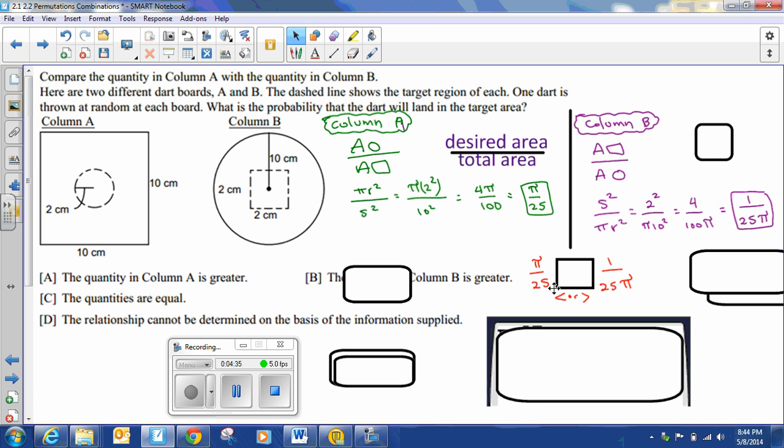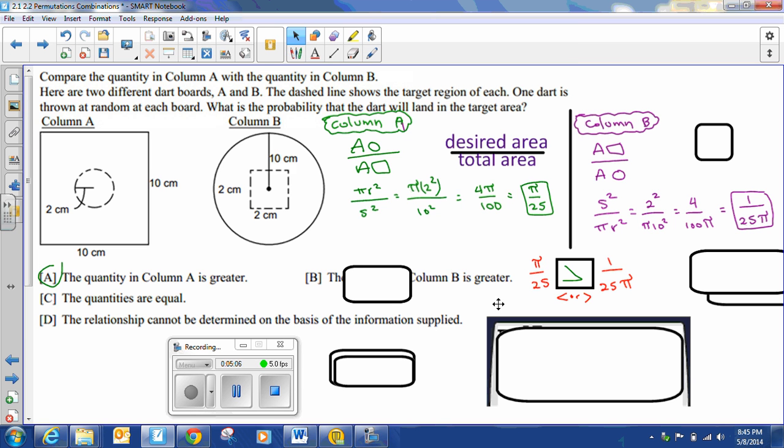Now, if you think to yourself, if you throw darts at this dartboard and only hit the bullseye around 3 times for 25 attempts, that's your probability, 3 out of 25. But over here, 25 times pi is about 75, and out of 75 attempts, we're only hitting the target once. So obviously the answer is greater than. So we know that the answer is A.